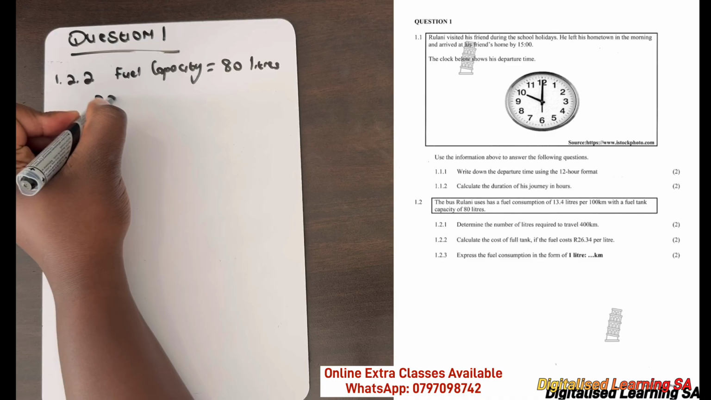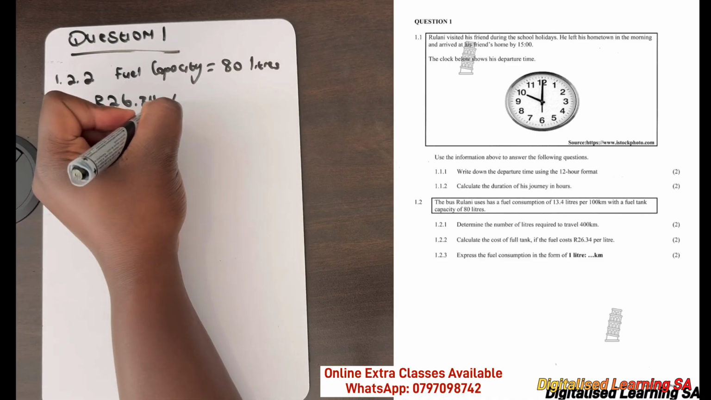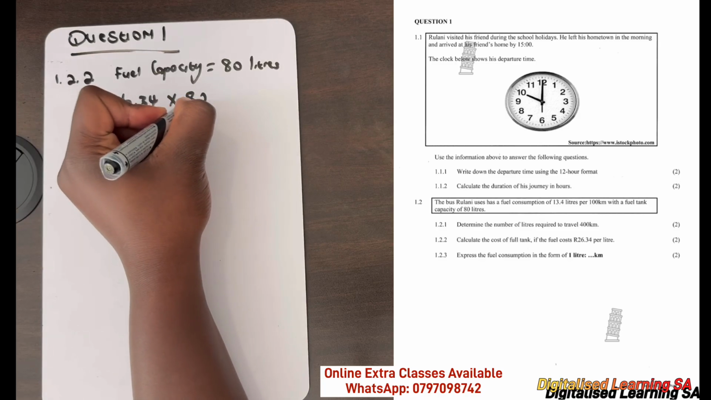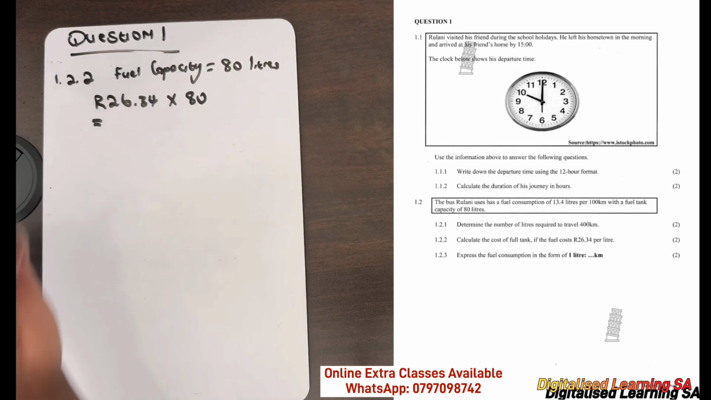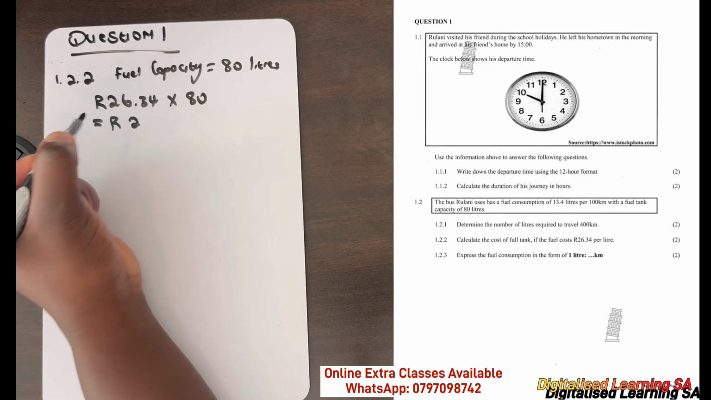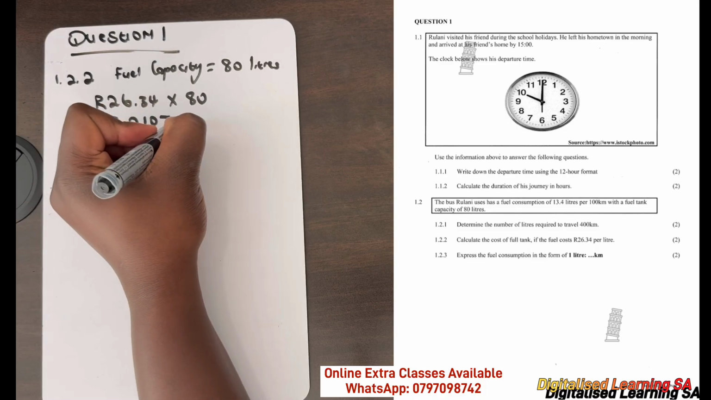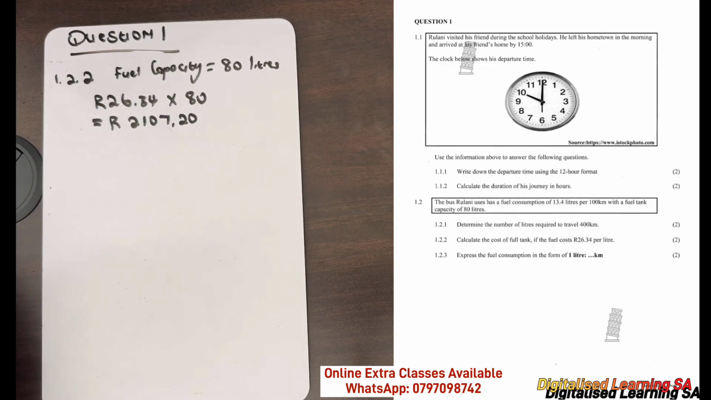So 1 liter costs 26.34, and then we multiply by the fuel capacity of 80, and then we'll be able to calculate the total cost of a full tank. So 26.34 multiplied by 80, and we can see that the fuel tank will cost 2,107.20 cents, and that is our answer.